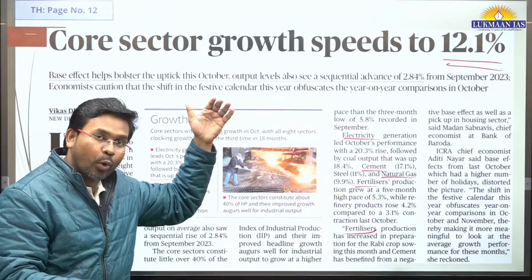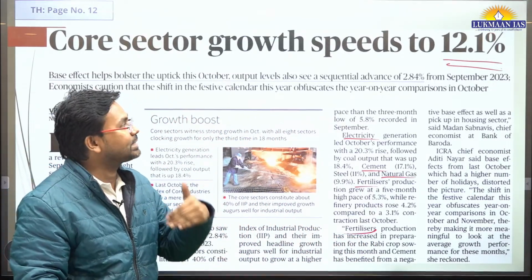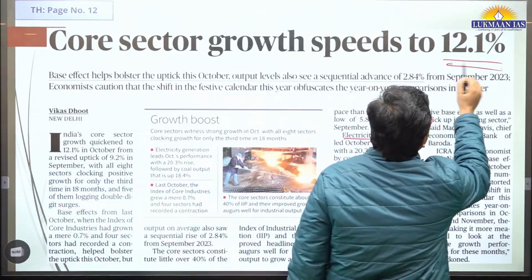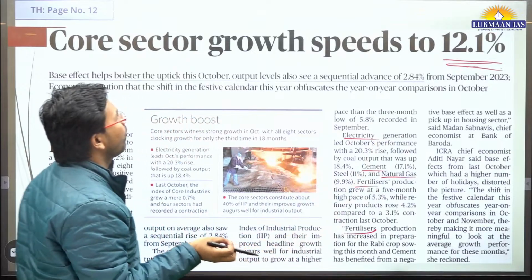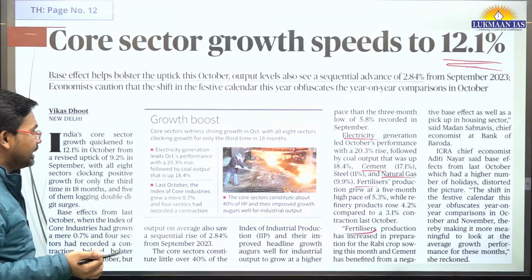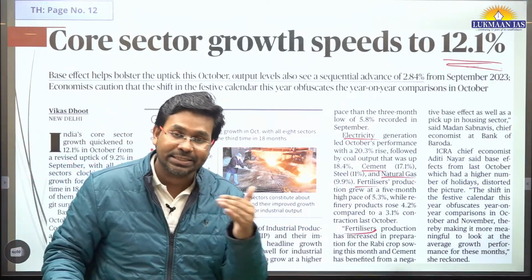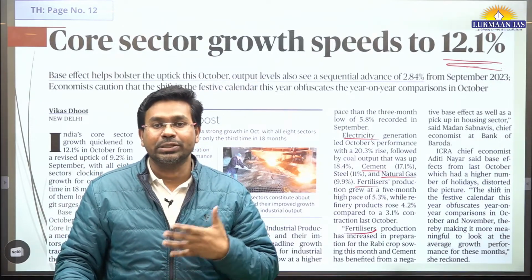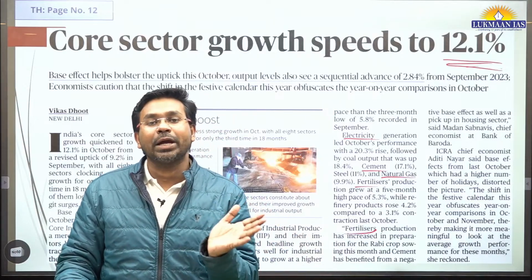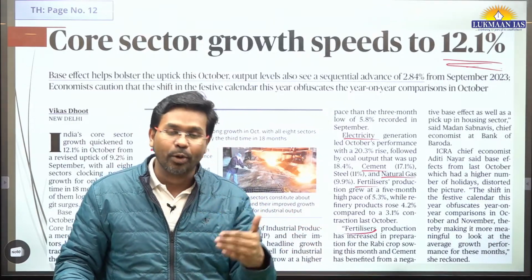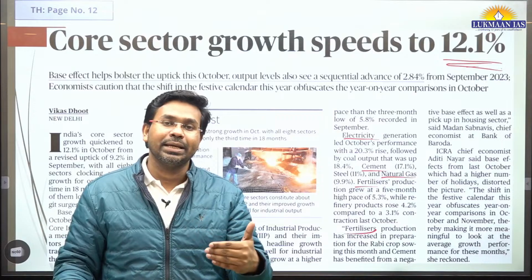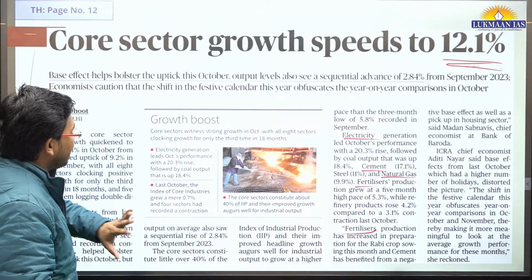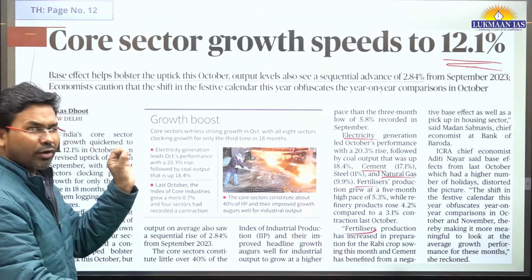Their overall production has picked up. Their production rate is increasing, and it has gone to 12.1%. Basically it showcases that the manufacturing sector in India is growing. When the manufacturing sector is growing, it will have an impact on the overall economy also. Overall economic growth is going to go up in the short run or medium run. In this article they have talked about a lot of statistics related to it.